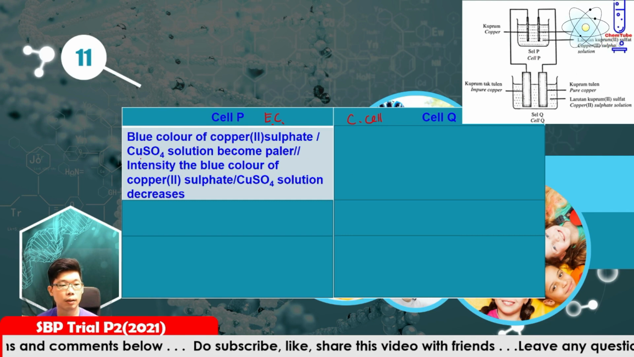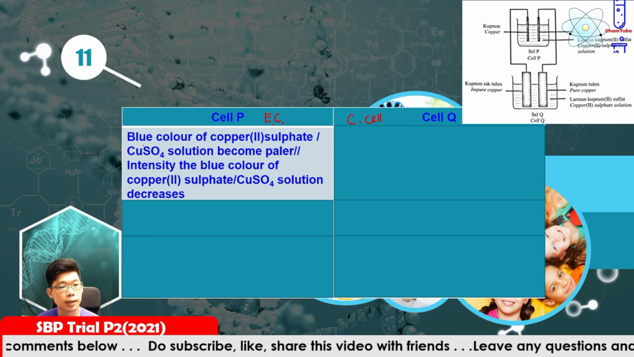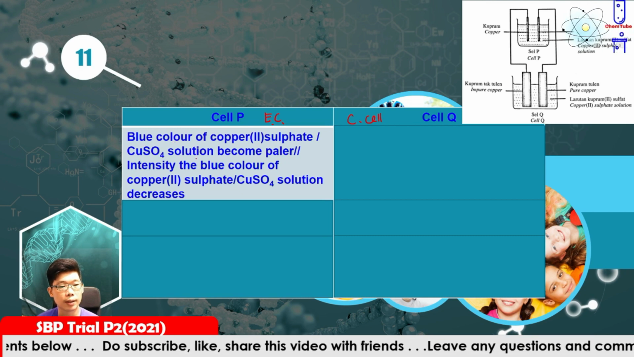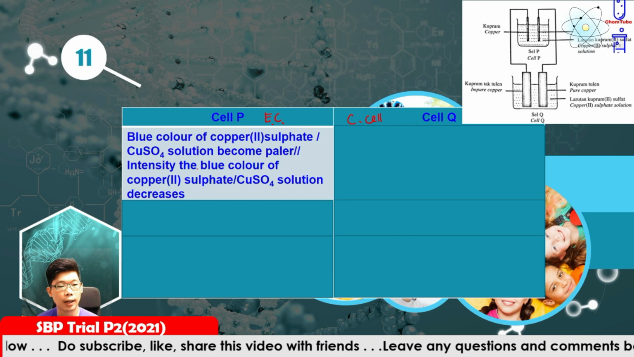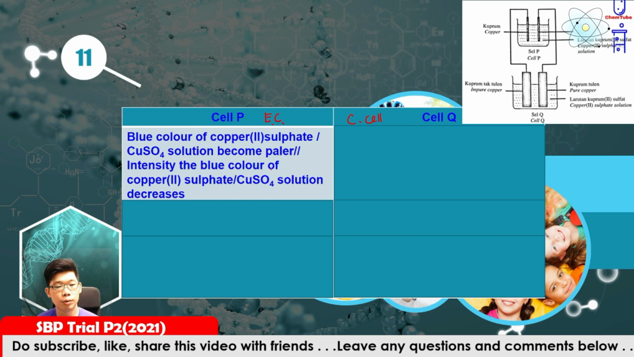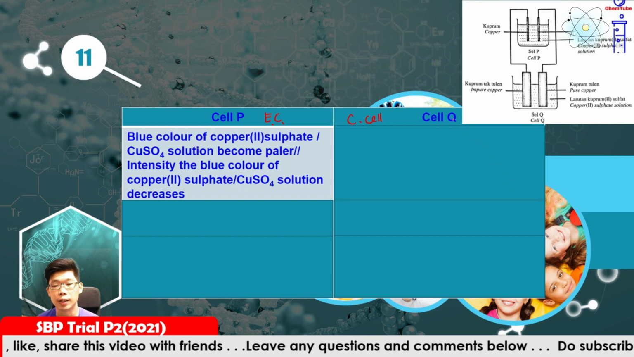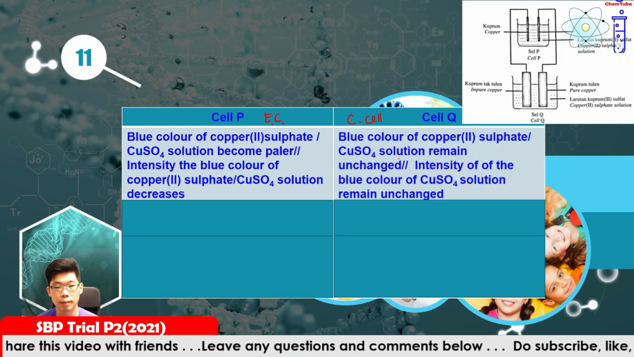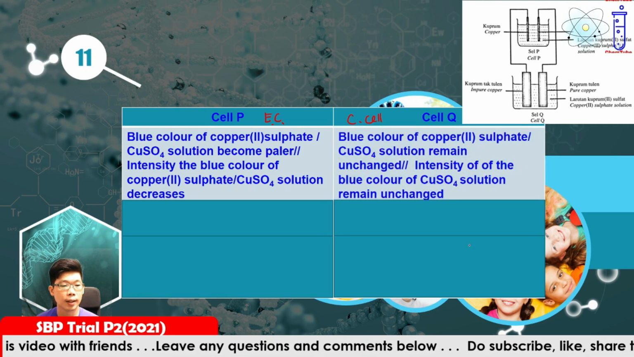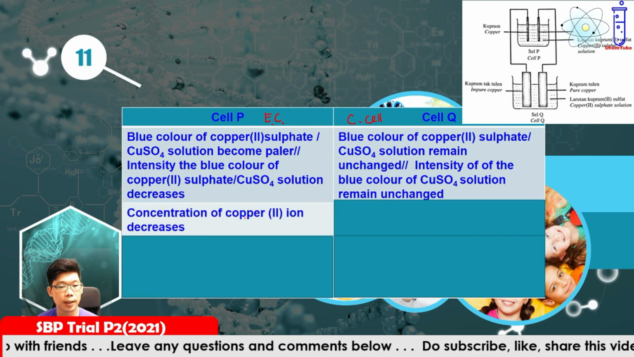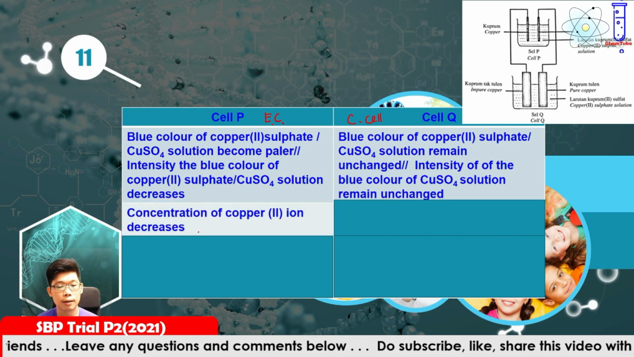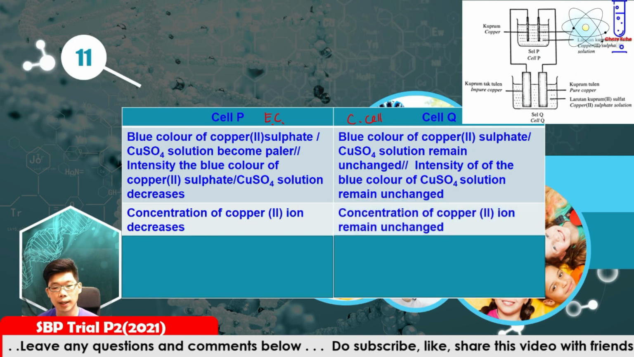Okay, just now we can say blue color of the copper 2 sulfate solution becomes paler, or intensity of the blue color of the copper 2 sulfate solution decreases. Okay, but for the Q will remain unchanged, right? Remain unchanged. Okay, why? Because the concentration for cell P of the copper 2 ions decrease. Okay, for cell Q remain unchanged.